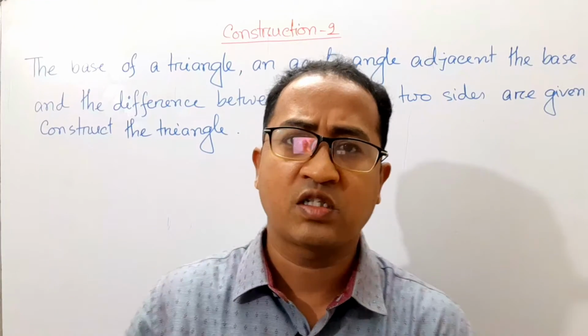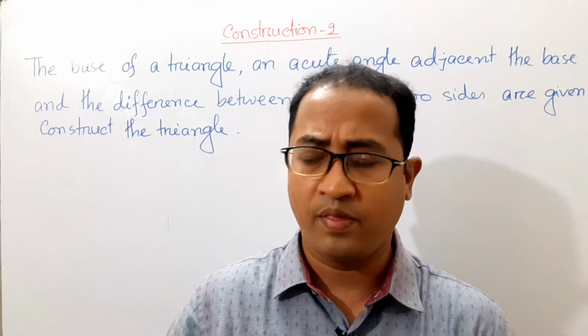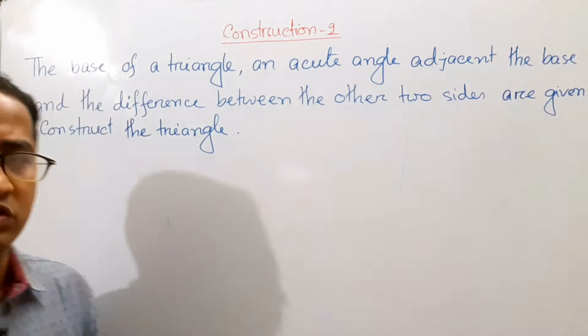Today, I will discuss two constructions of your general math, that is construction number 2 and construction number 5. So let us start our class. At first, construction number 2. Look at the board. I have written the question.